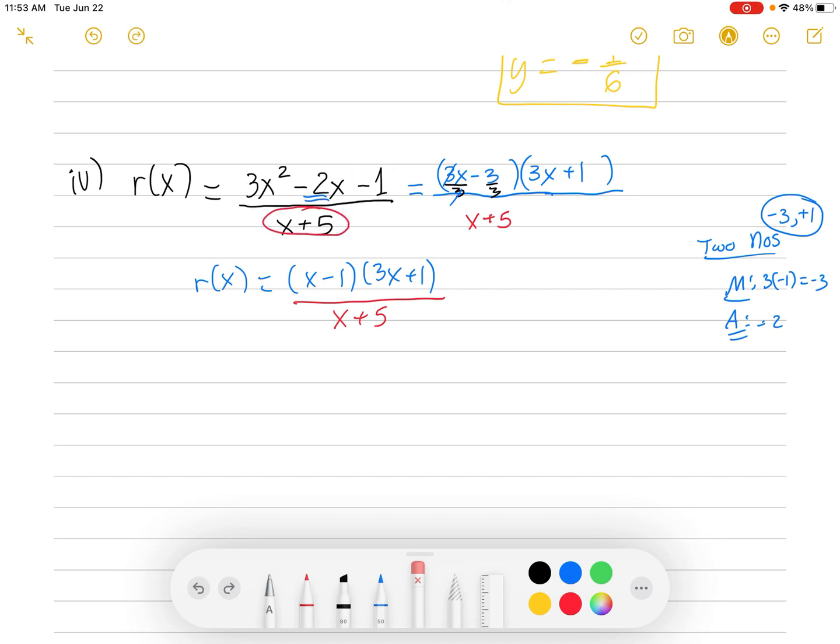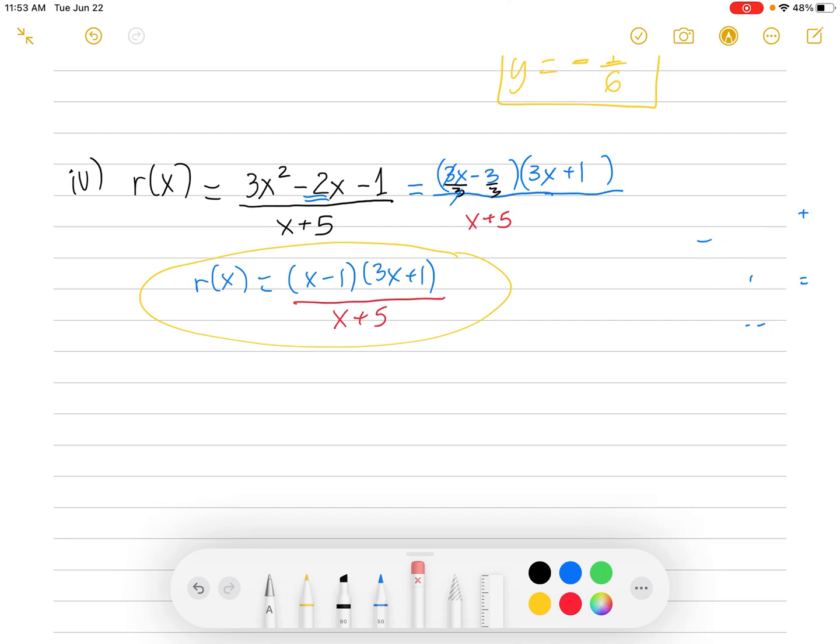Okay? So that's the factored form. Now that factored form will be really useful, the factored form right here, which I'm going to circle in yellow. That's useful for finding the asymptotes, the vertical asymptotes and the intercepts. Okay, so let's first find the vertical asymptotes. Isn't that the thing we usually do first? I think so.